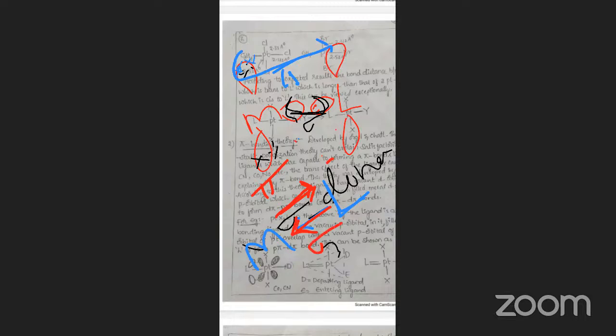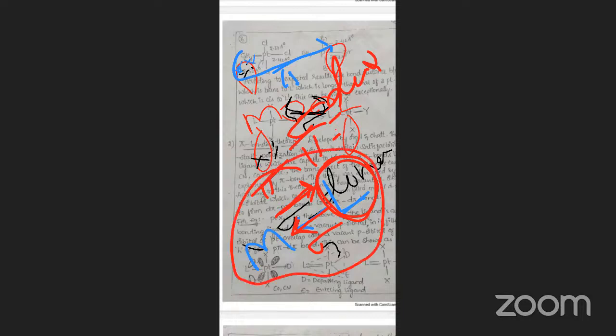So here the ligand is acting as a sigma donor and pi acceptor. This is the concluding point. Some ligands are of this type, and the trans effect of these ligands is not explained by the electrostatic polarization theory.